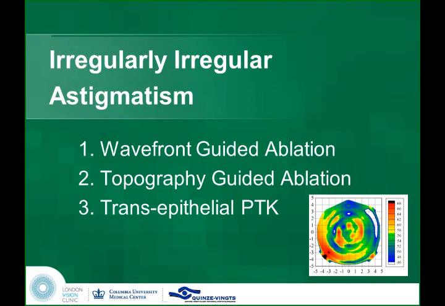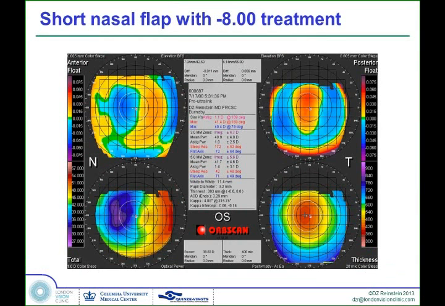Again, the modalities available to us are Wavefront-guided, topography-guided, but also, of course, trans-epithelial PTK. Those are the modalities, and so I'm going to talk about the use of these. Now, diagnosis is everything. This patient, normally, if I just showed the map, people would say decentration, obviously, right? But the fact is that this was a short nasal flap, with a pneumonia LASIK, but the ablation for -8 was still done. And so there was no tissue removed from the area where the flap was too short, right? And so there was only ablation on one side of the cornea. And so this is a very severe problem.